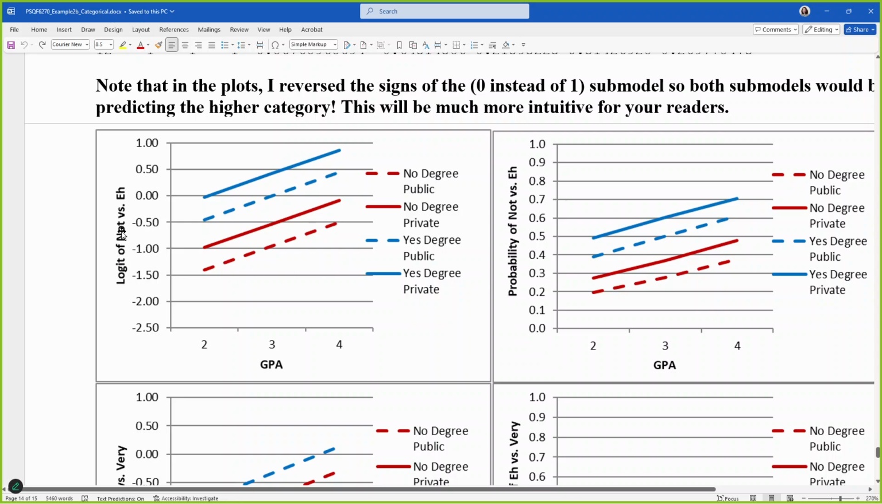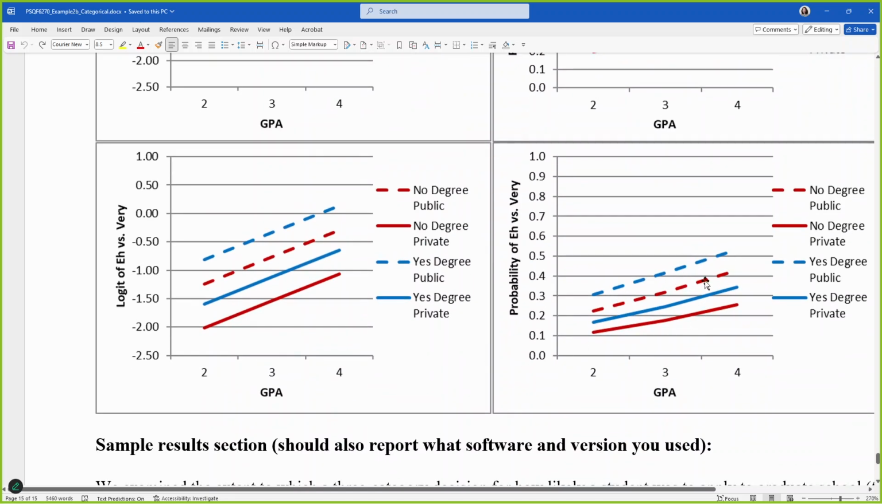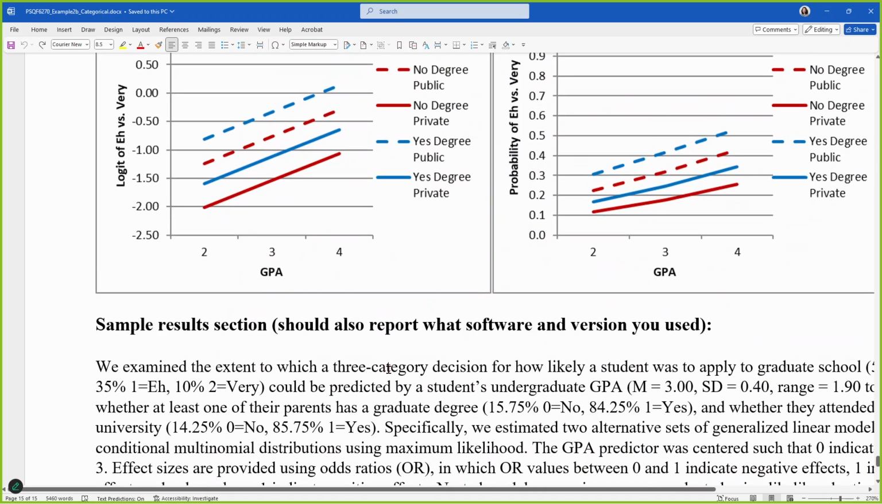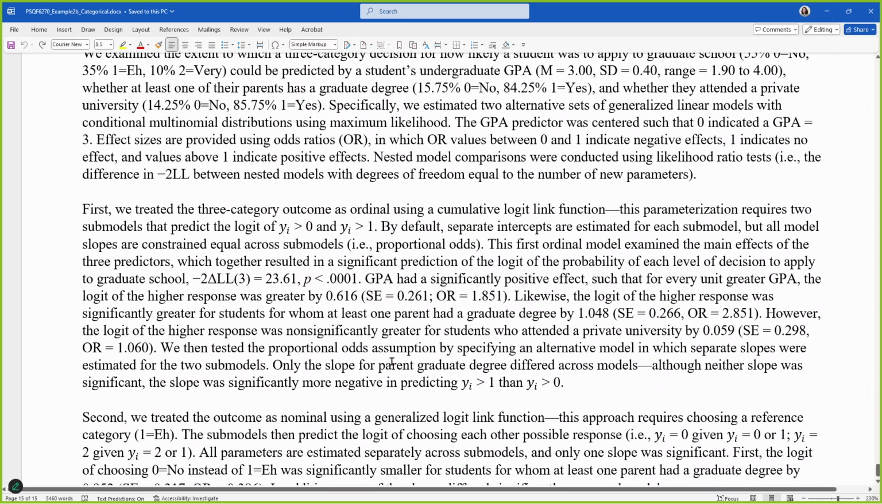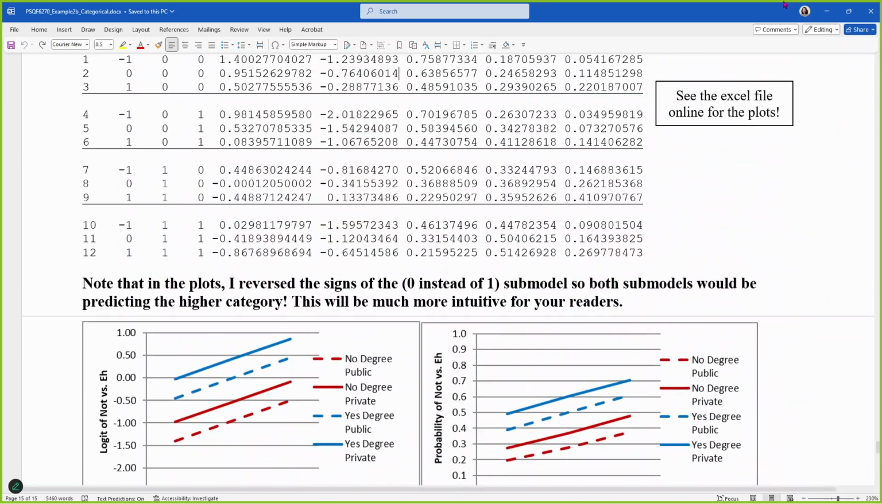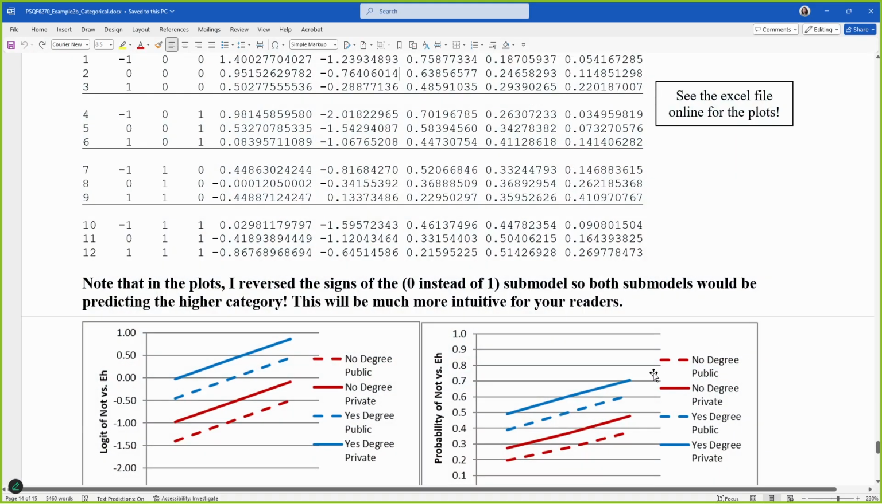So I have the logit of no versus maybe, as I abbreviated it here. And then I have the logit of maybe versus very. So these pictures are oriented in the same direction. That way it becomes easier to explain. But we see the same tendencies towards bendiness in the probabilities at the bottom here. So same story. And here's a result section that you can use for your future reference. Okay, I'll move that back for a second.